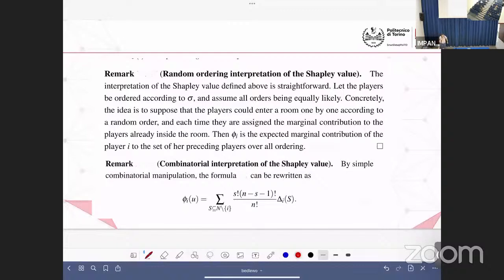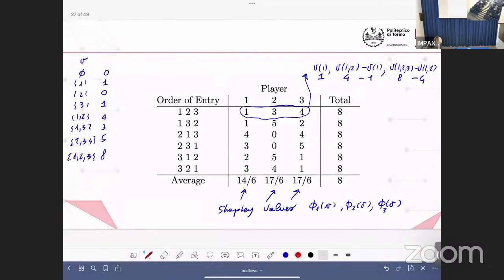Because simply the number there is S! because you permute the people, keeping the same people, but you permute the order in which they enter. You have i and then the people before, and n minus i are the people coming after. So you get this. Okay, so just to give a little example here, take this super simple game.